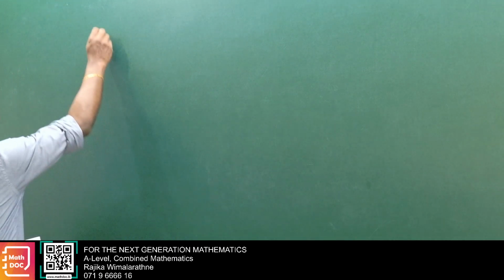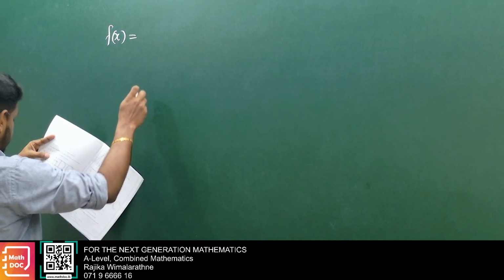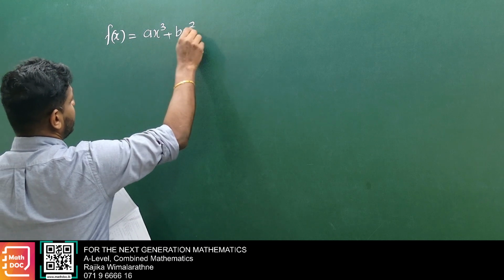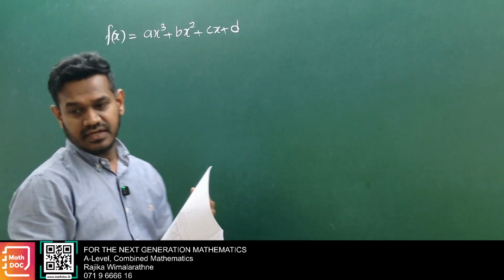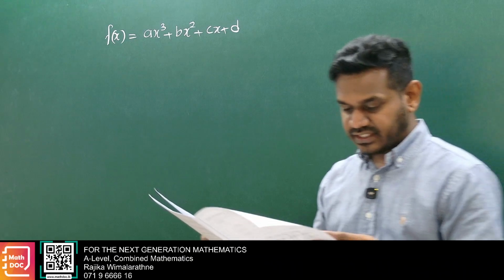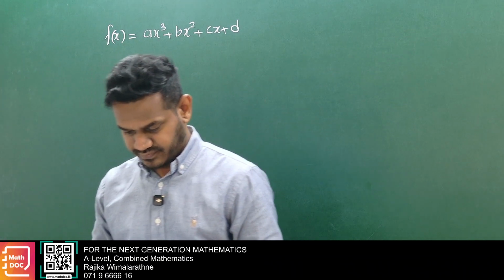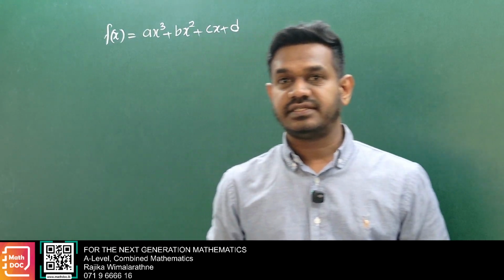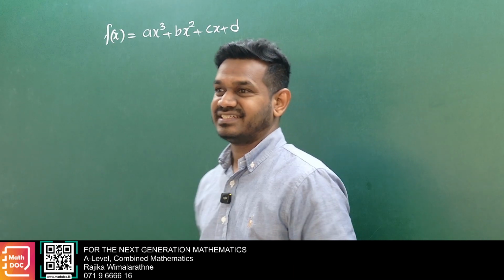Let f(x) equal ax cubed plus bx squared plus cx plus d, where a, b, c, d are constants.